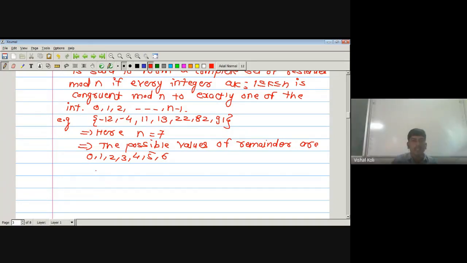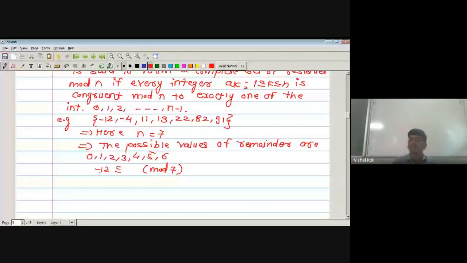Minus 12. Minus 12 is congruent to which integer modulo 7? Minus 12 is actually nothing but 5. Whether minus 12 is congruent to 0 modulo 7. Minus 12 minus 0, which is minus 12, and minus 12 is not divisible by 7. Therefore, minus 12 is not congruent to 0. Whether minus 12 is congruent to 1 modulo 7. Minus 12 minus 1 is minus 13, and 7 does not divide minus 13. Therefore, minus 12 is not congruent to 1 modulo 7.